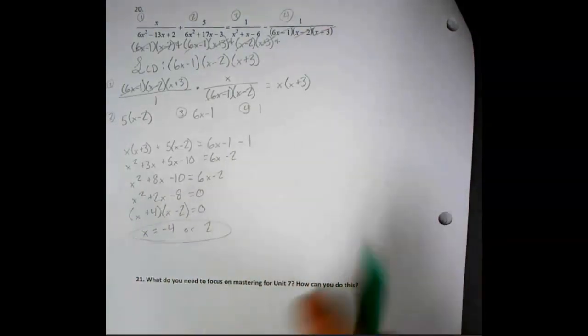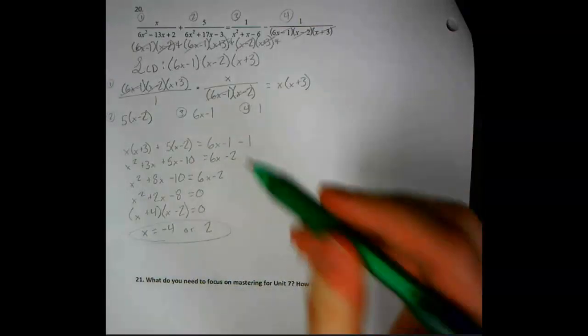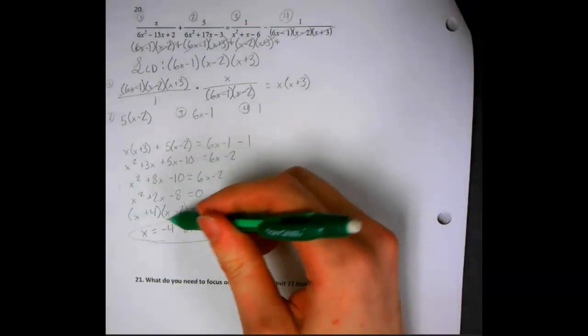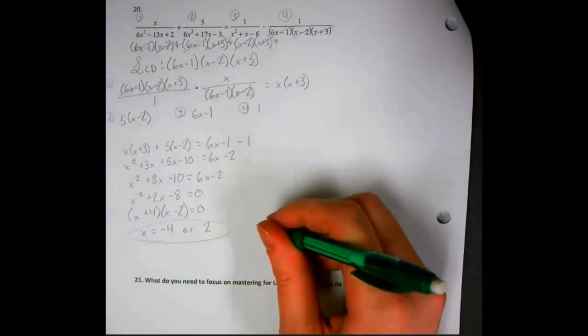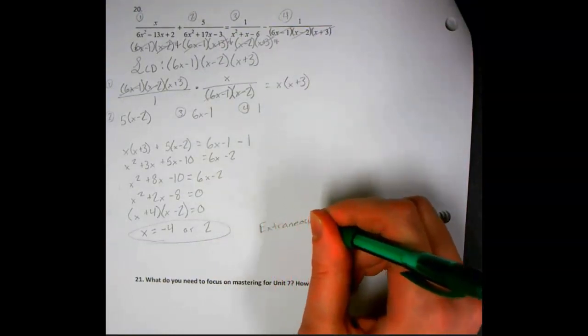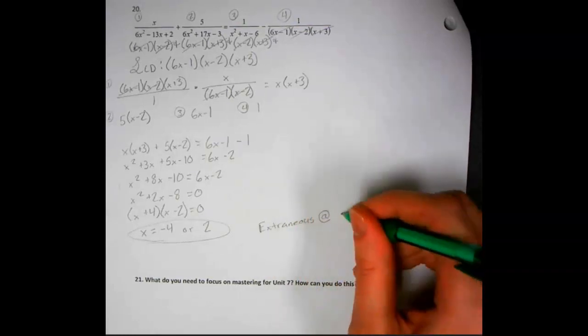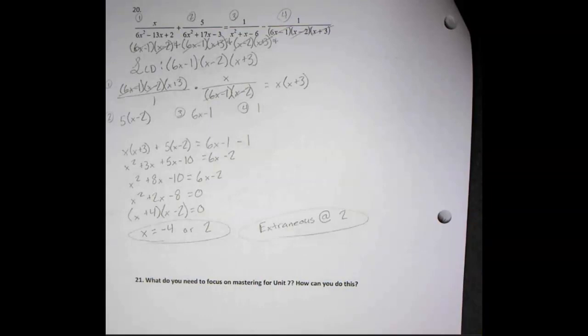And the last thing, just for algebra 2, is we need to check this and compare it to our LCD. So we can see that the x minus 2 is in our LCD, which means that this is extraneous at 2. Again, that's only for algebra 2. If you have any questions on any of this, just let me know and I can help answer those.